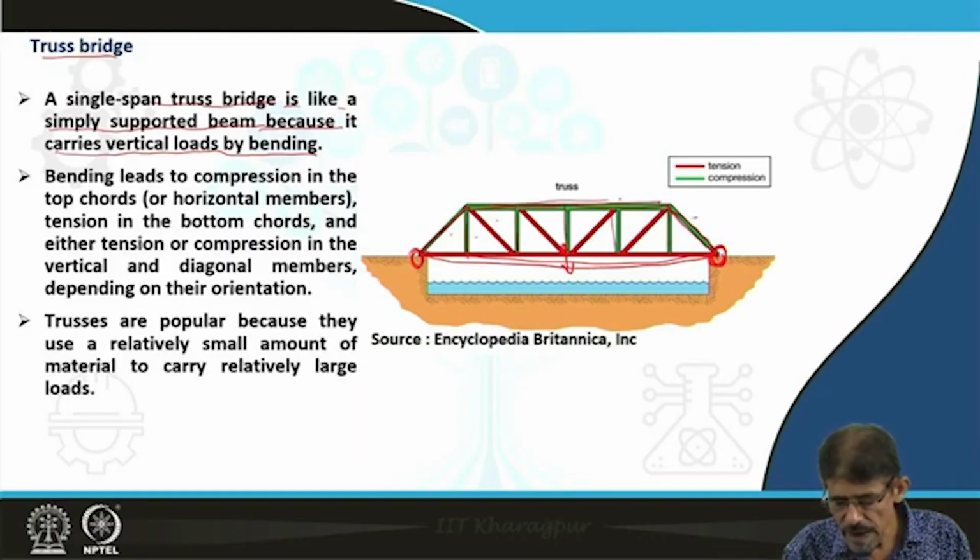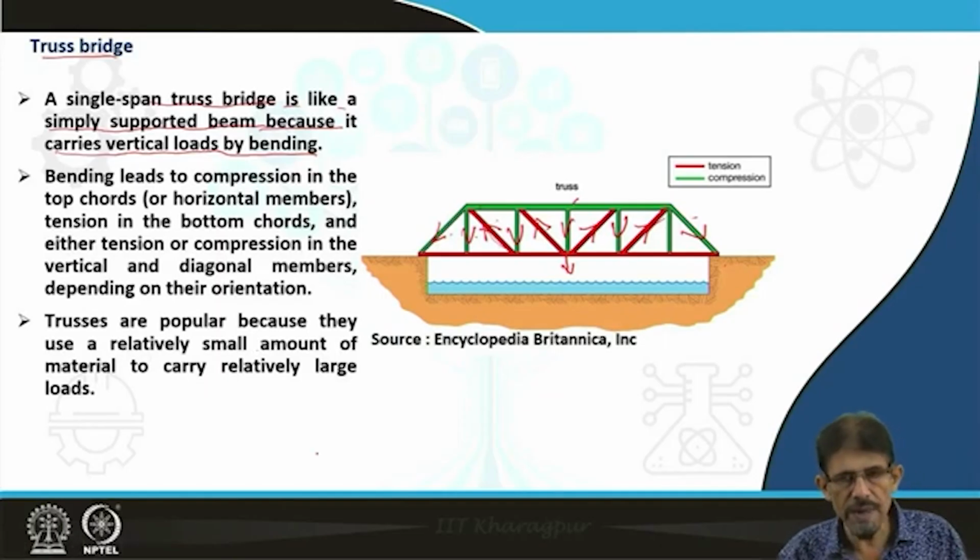The compression is partially held by this vertical structure, and this connecting horizontal structure connects to the abutment side. However, this cross-linking part is under tension, holding this structure. This is under tension, these are under compression, and these are under tension. Trusses are popular because they use a relatively small amount of material to carry a relatively large load at lower cost.